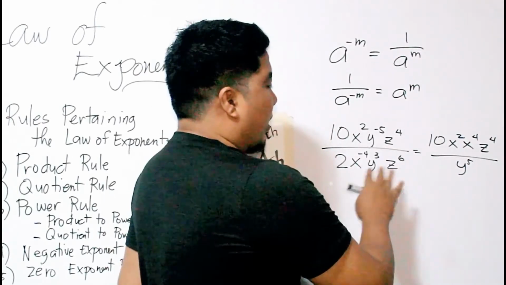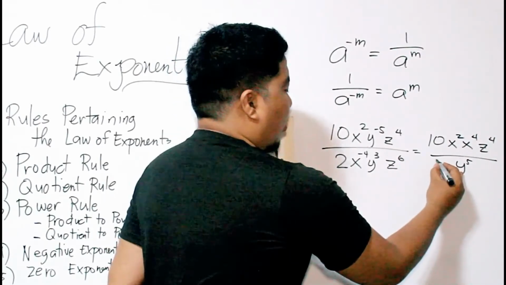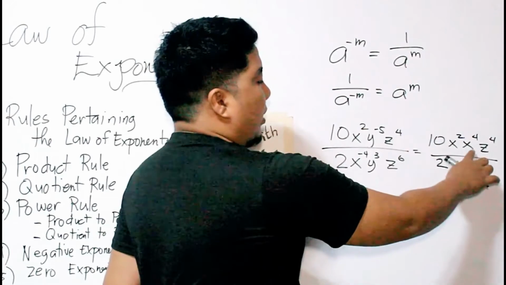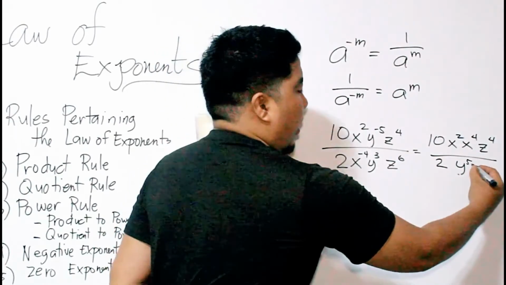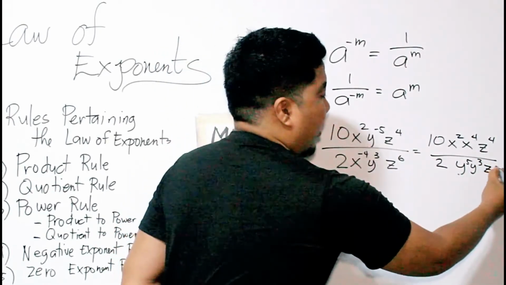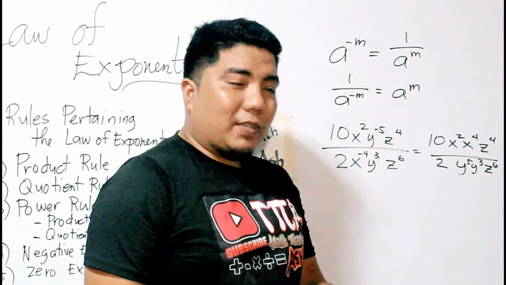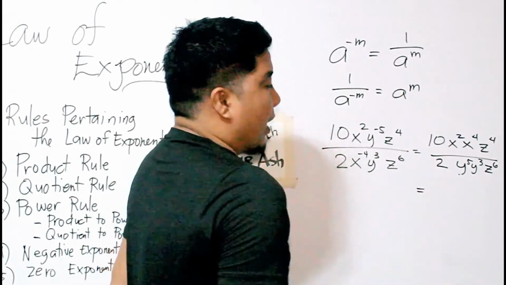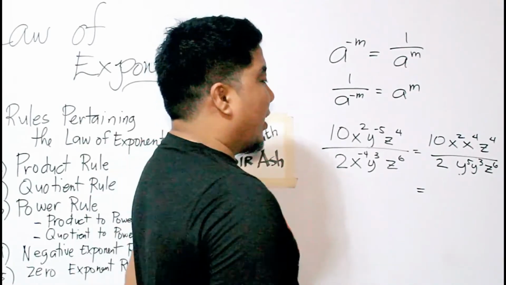Okay. So in the denominator side, what remains is the 2. My x is already transferred; that is here. My y cubed is still here, and the z to the 6th. Okay, now what I will do is simplify the given.